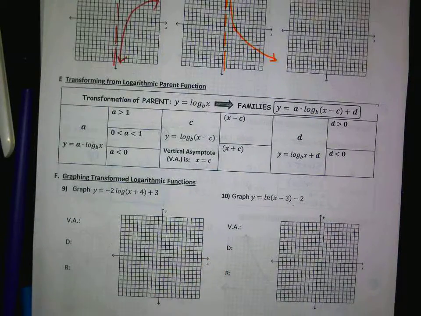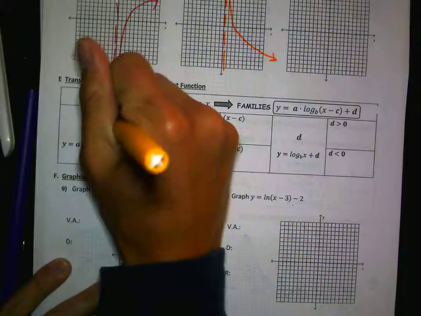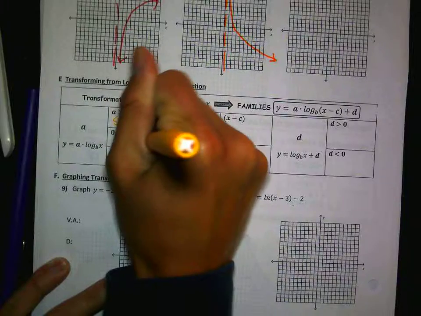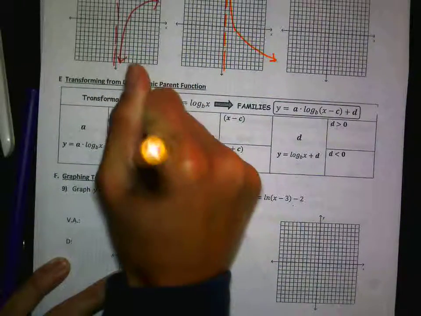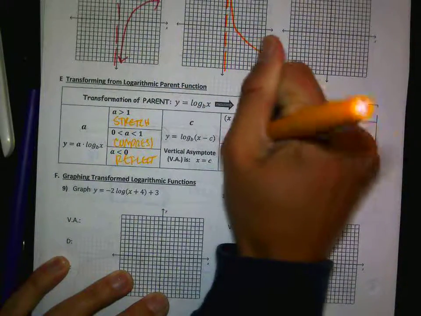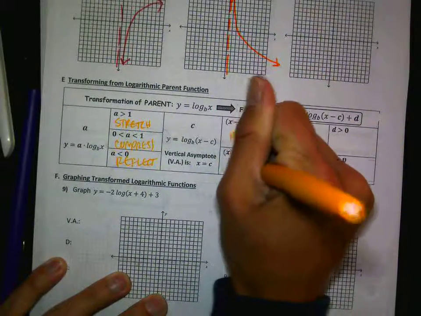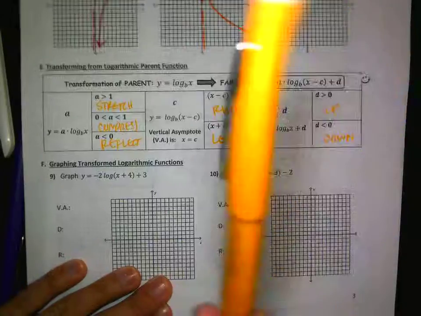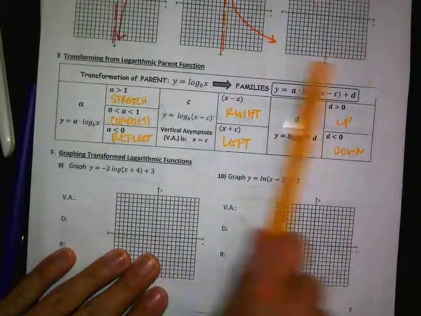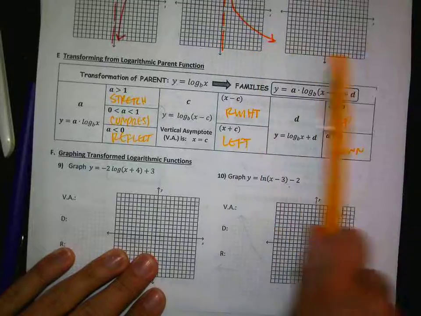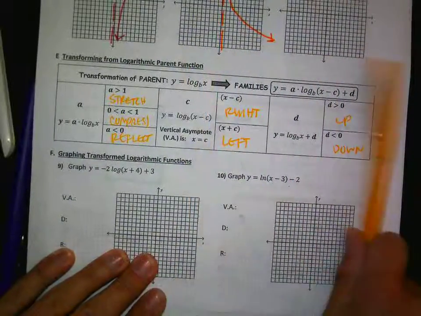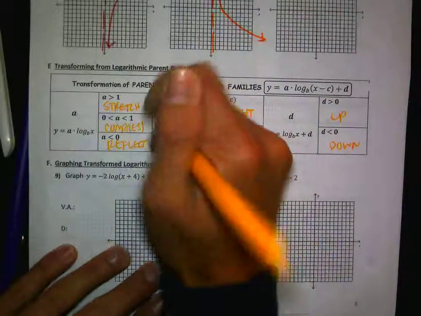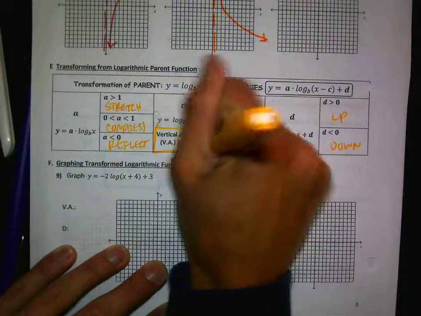Table of values here. We can fill this out, yes. Stretch, compress, reflect, and then right and left, and then up and down. And now because you have a vertical asymptote, your right and your left shift is what is going to tell you the asymptote.